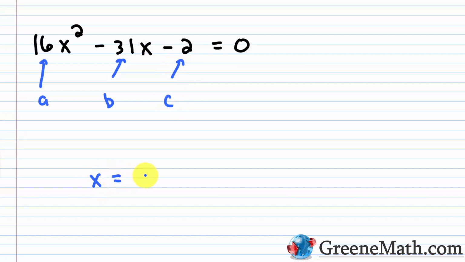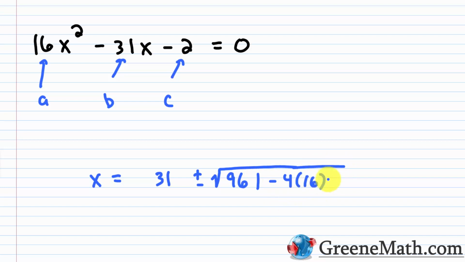So x is equal to the negative of B. B here is negative 31, so that's 31, plus or minus the square root of B squared. If I squared negative 31, I would get 961. Then minus 4 times A, which is 16, times C, which is negative 2. So negative 4 times 16 is negative 64. Then times negative 2 is positive 128. So you'd basically have a plus 128 there. So 961 plus 128 is 1,089.